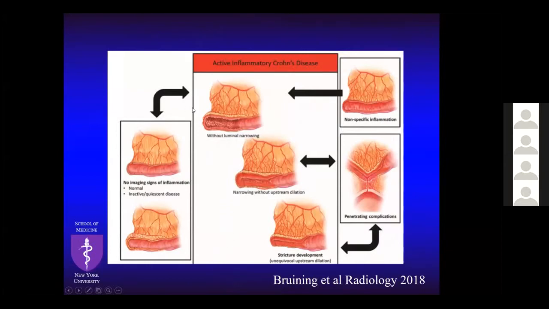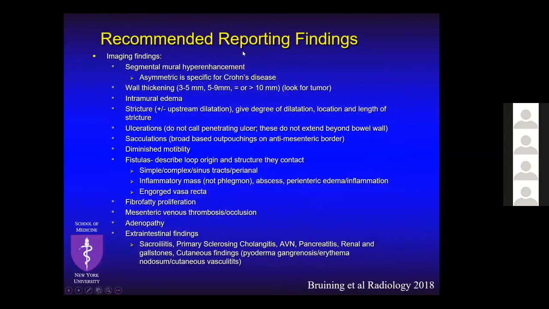So if it's normal, you would describe it as normal. And then you go on the spectrum with, do you have a penetrating complication showing the bowel lumen with this sinus tract coming out and communicating with another bowel loop? This is non-specific inflammation. And then they go through depictions of narrowing without dilatation or stricture, where you have fixed dilatation. And this was all their recommended reporting findings. I'm not going to get too much into it. I'm happy to send this to anyone who wants a version.